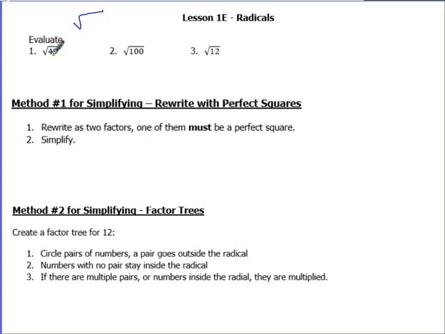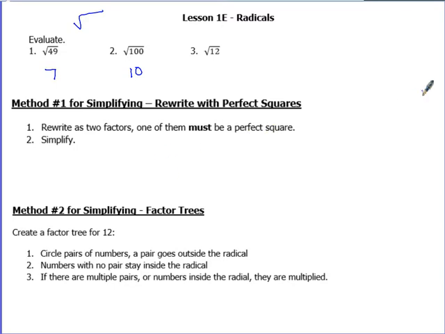Okay, so the square root of 49. That would be 7 because 7 times 7 equals 49. The square root of 100 would be 10 because 10 times 10 equals 100. The square root of 12, if you were to put that in your calculator, you would get a decimal number because there is no whole number that when I multiply it by itself, I get 12 as the answer. However, we are not going to accept decimal answers, so you need to simplify that radical, and there are two choices. Okay, so first choice is to rewrite with perfect squares.